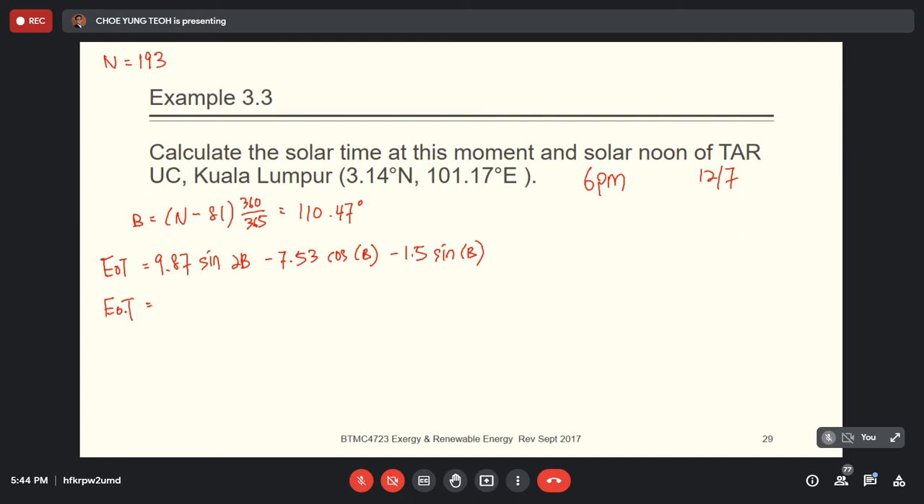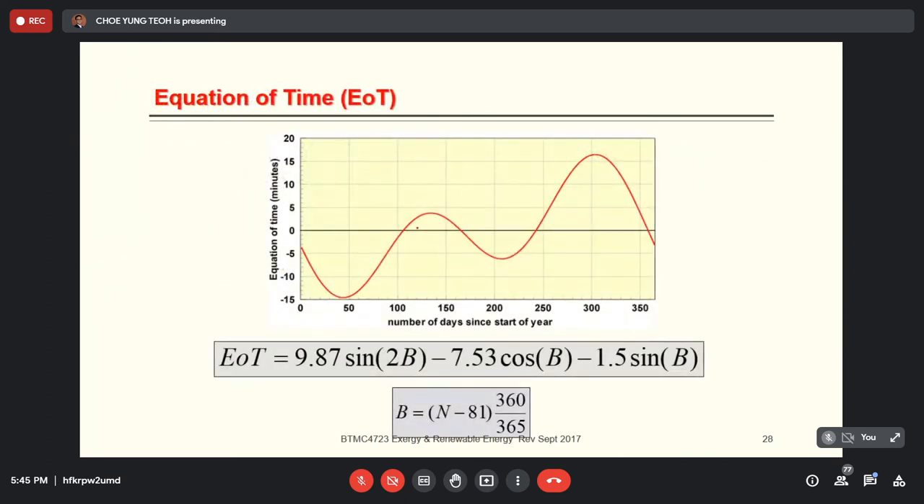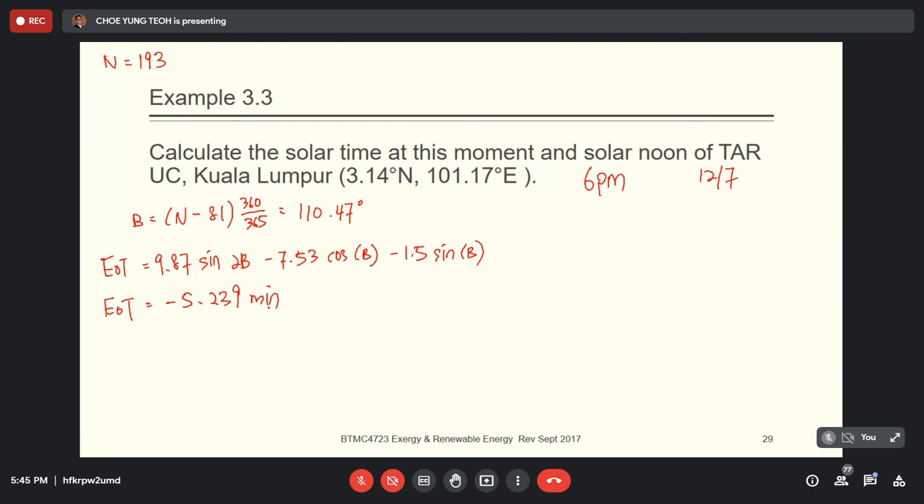Anyone have the answer? Negative 5.238. Okay, negative 5.239. Unit is minutes. Maybe just go through a bit on the graph. Today is 193. So I think quite close, it should be negative around 5. So you can take the graph to just verify your answer, so that you aren't too far from the answer. Okay, so once you get EOT, now you can try to find TC.